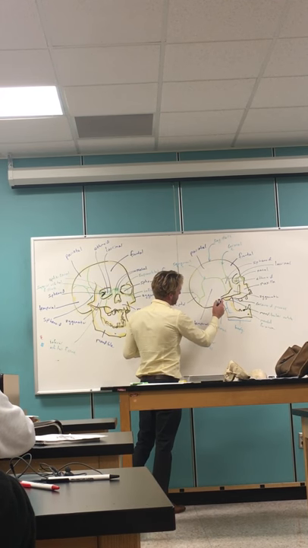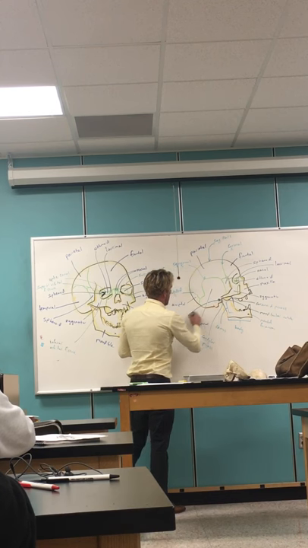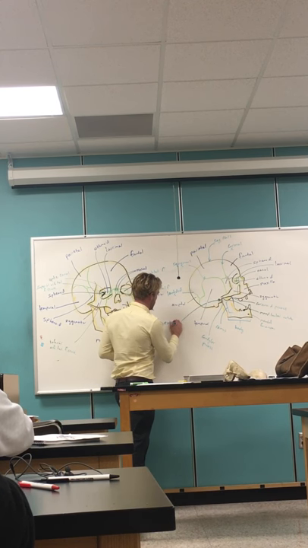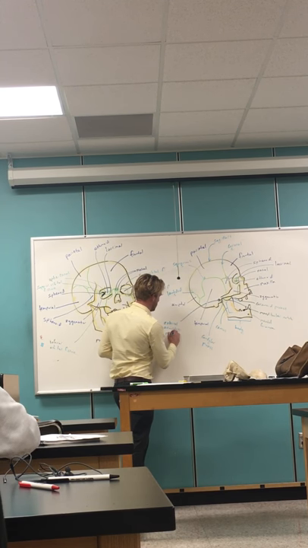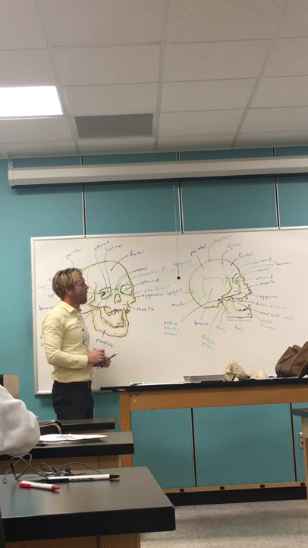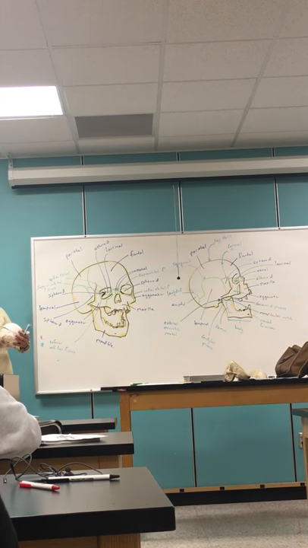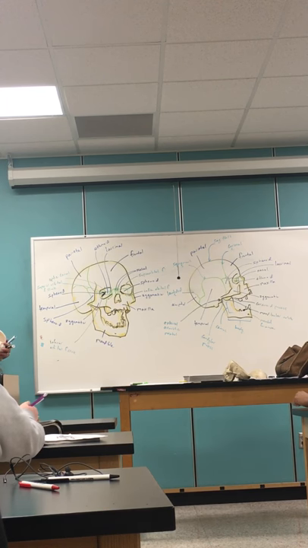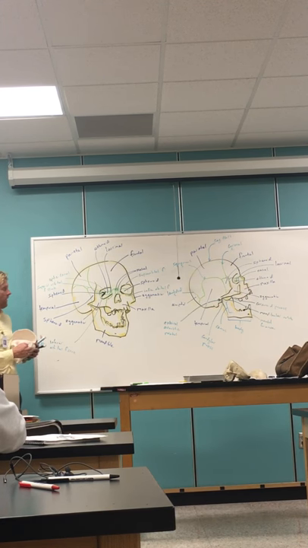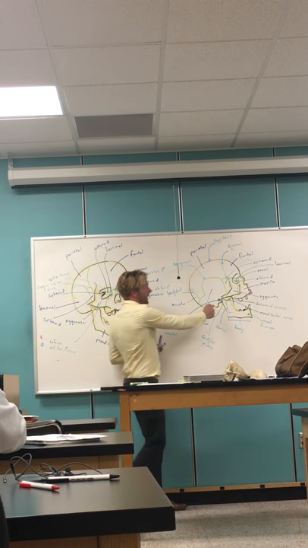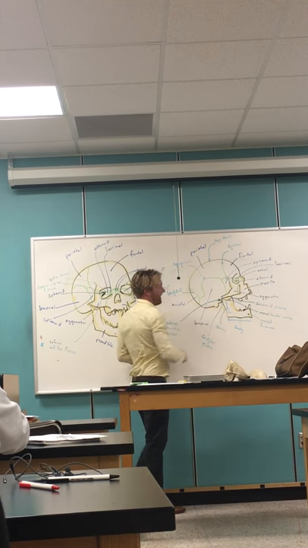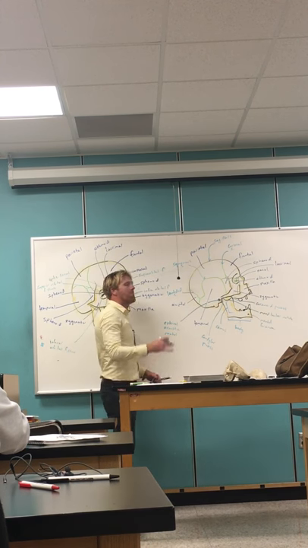So, external acoustic meatus. It is in the skull. It's going to be like the big hole right there. Right there, wherever your ear goes in, it's your ear canal. You see that bump? It's right behind the external acoustic meatus, this little bump right here. It's called the mastoid foramen. No, mastoid process.